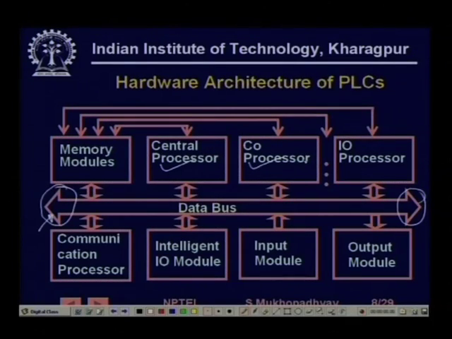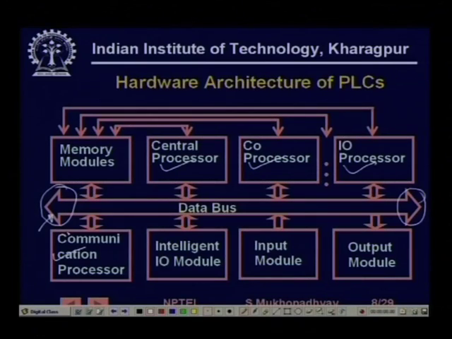So, you have a central processor, various kinds of coprocessors, I/O processor. Nowadays we are in the age of embedded processors, so some of these processors even use DSPs. So there could be numeric coprocessors or I/O processors. Generally there are communication processors for specific communication to kinds of devices like operator stations or for communication on the network. There are various kinds of I/O modules.